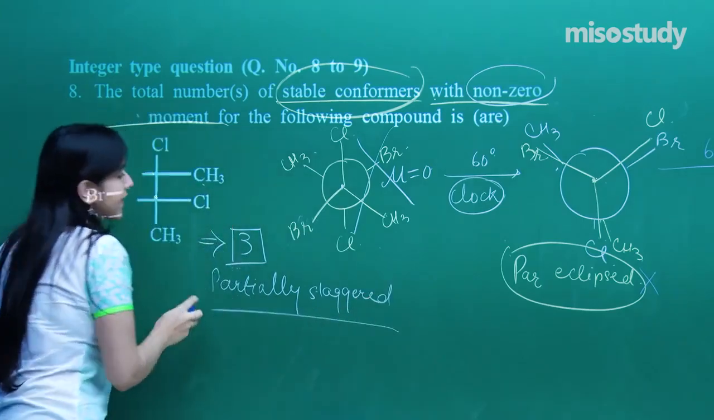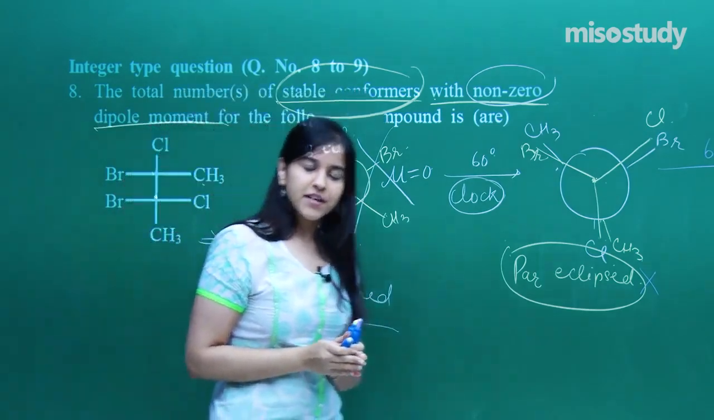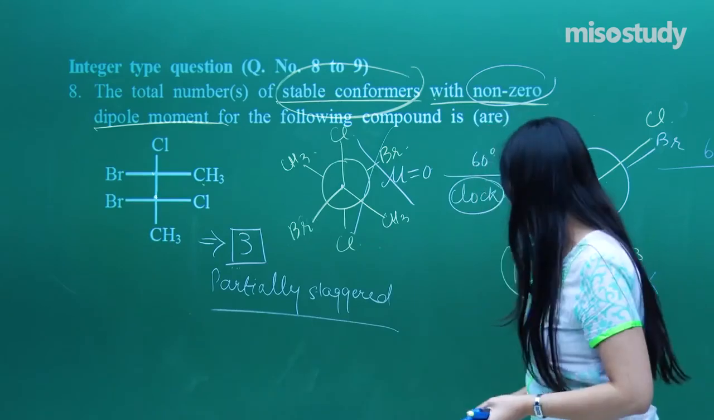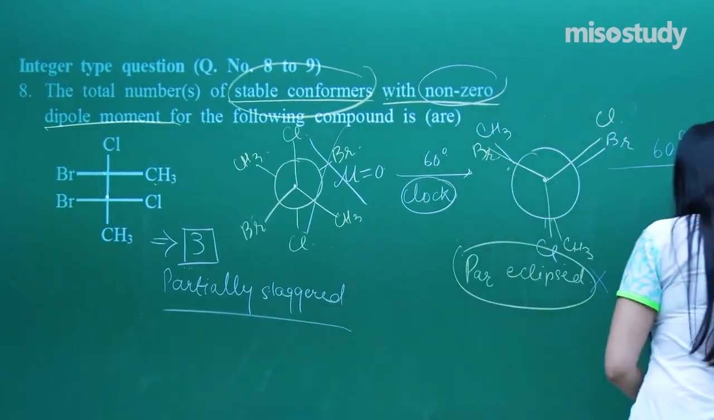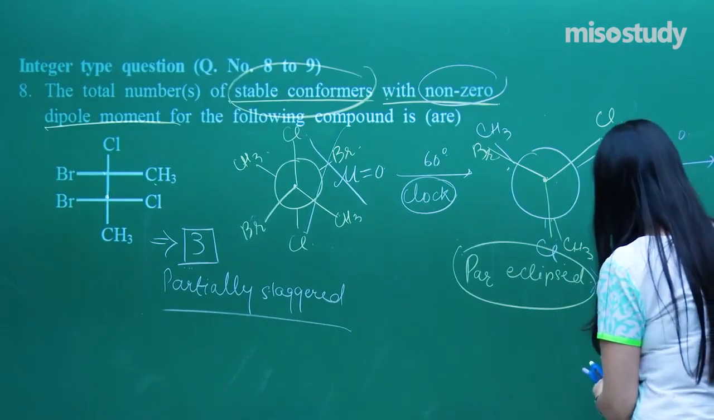I hope you are able to make these conformers very well. Now let's move on to the next question. Next integer type question, what do we have?